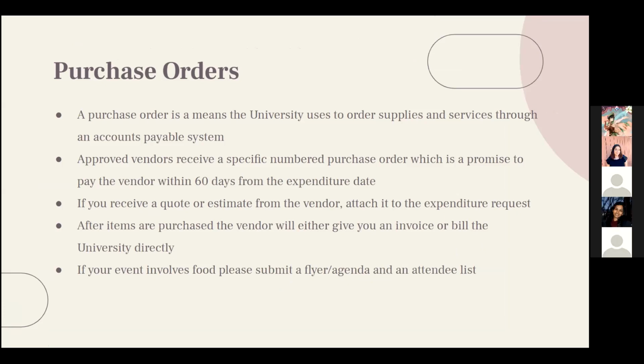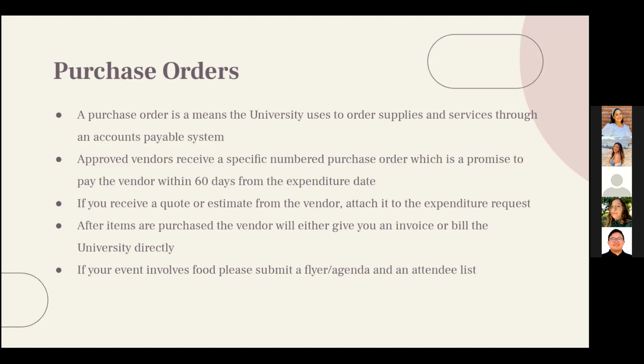Okay, so the first way that you can purchase something would be through a purchase order. A purchase order is a means the university uses to order supplies and services through an accounts payable system. Approved vendors receive a specific numbered purchase order, which is a promise to pay the vendor within 60 days from the expenditure date. So usually the university will pay a vendor within 60 days of receiving the invoice, or if there's a service, after the service has been provided.